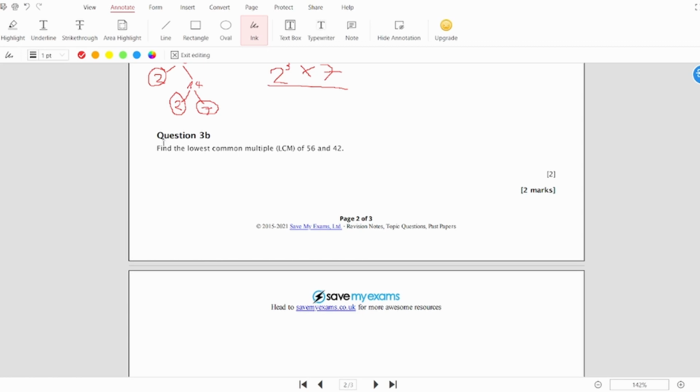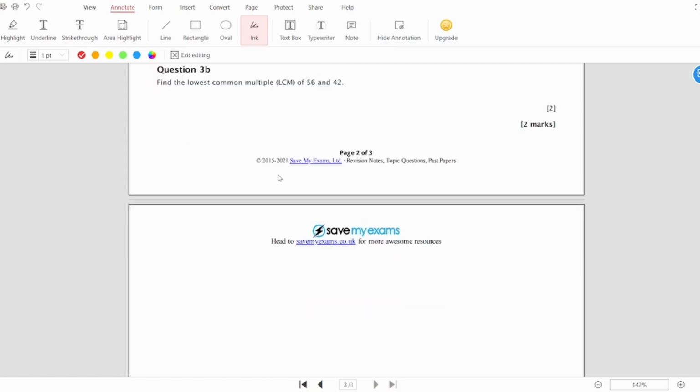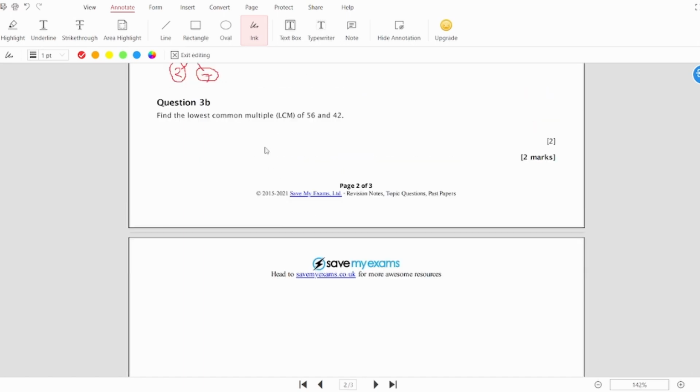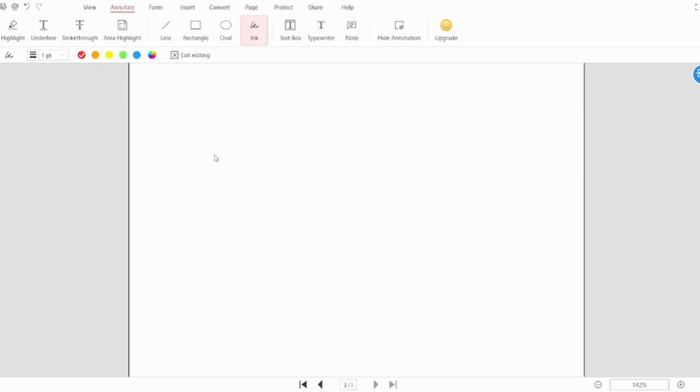Now bear with me. It's asking to find the lowest common multiple. We're looking at the LCM of 56 and 42. So I'm going to go down here to work it out. Remember those numbers, 56 and 42.